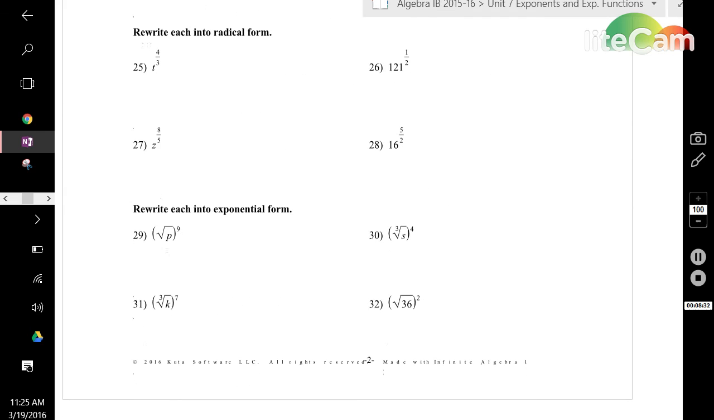The only other thing I think we should review is briefly how to rewrite into radical and exponential form. So for number 25, the base always goes underneath the radical. The number on the top of the fractional exponent here is the root number. I'm sorry, I wrote that incorrectly. T is the base, which goes underneath the radical. The bottom number, in this case it's a 3, is the root number. The top number is the power.